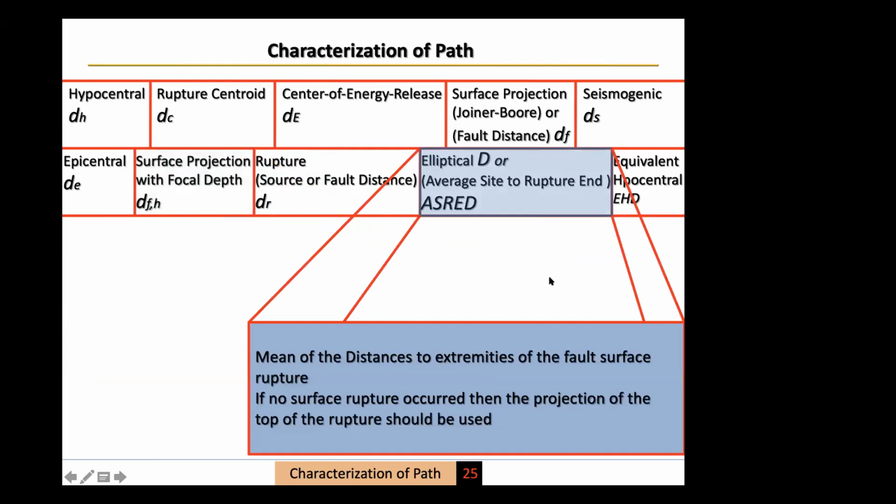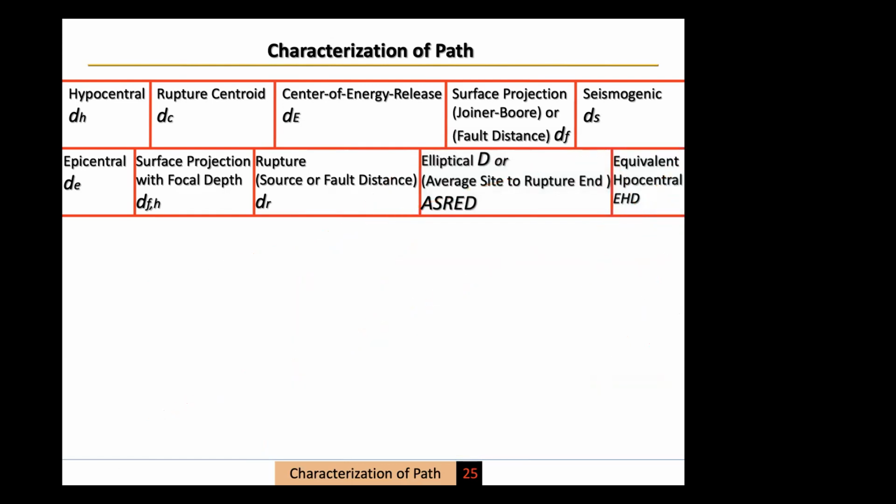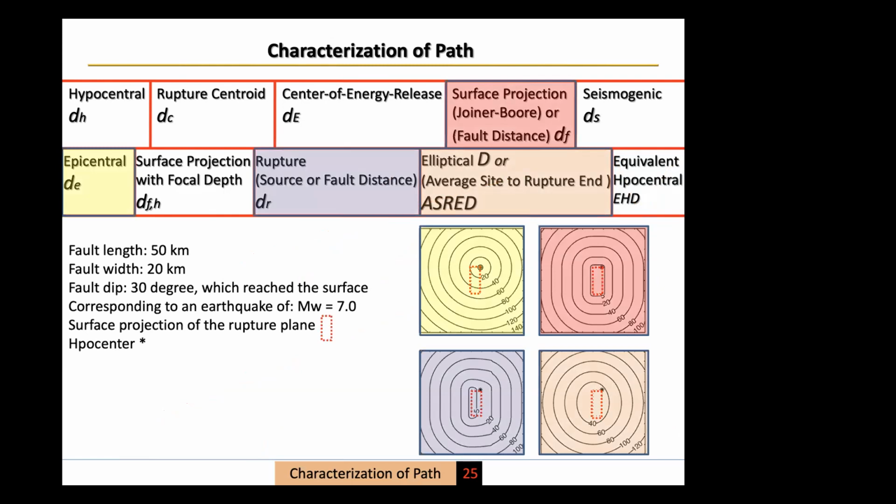So, and I guess this is the last one, mean of distance to, so elliptical distance or average size to rupture. So it's a complicated one, and this is not one of those important measures of distance that you need to keep in mind. So the other one is equivalent hypocentral distance. So too many boring definitions, but how these different distance measures can affect our ground motion predictions.